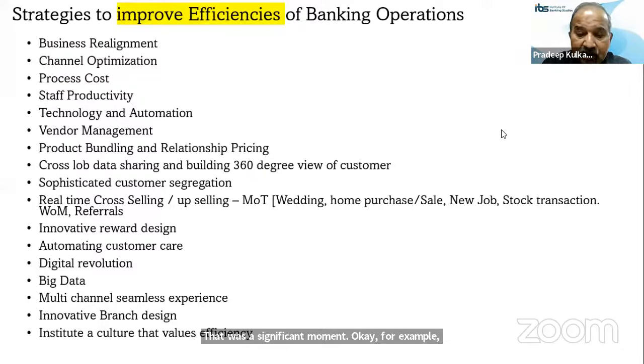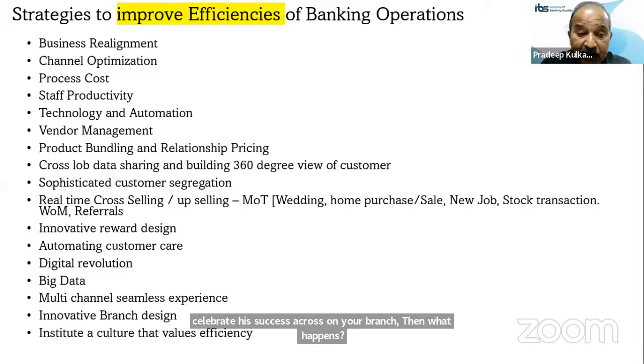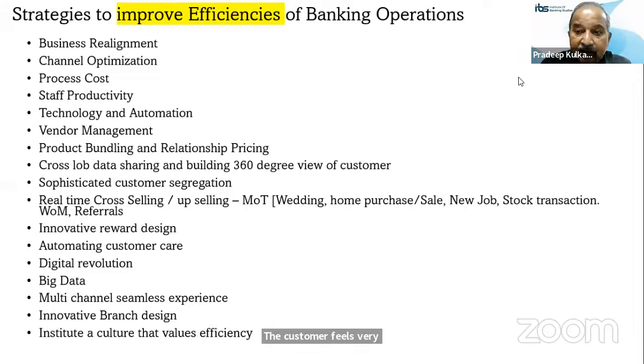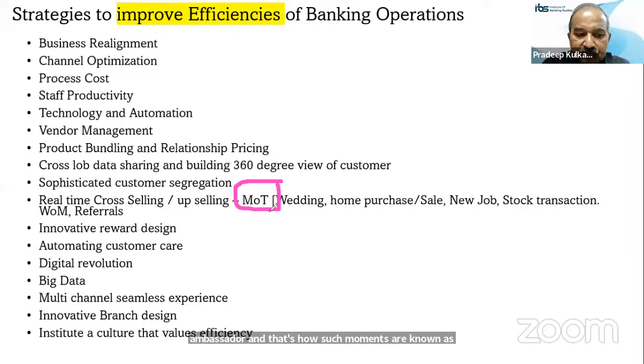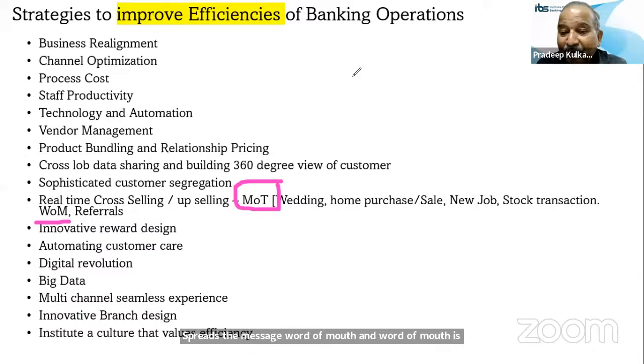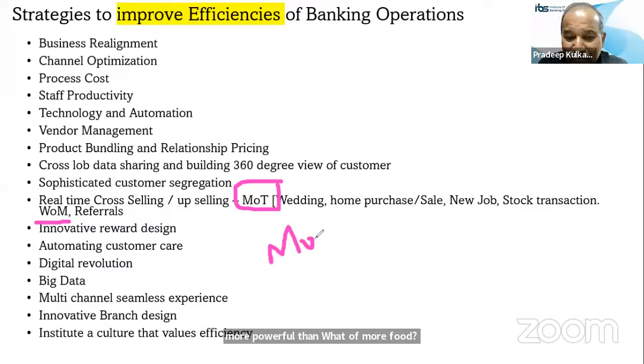For example, your customer receives a prize from the state government as the best industrialist. What is wrong in celebrating his success? If you celebrate his success on your branch premises, invite a few more clients, then what happens? That customer feels very happy and he becomes our ambassador. Such moments are known as moments of truth. And then automatically the customer spreads the message by word of mouth. And word of mouth is very powerful. Moment of truth.